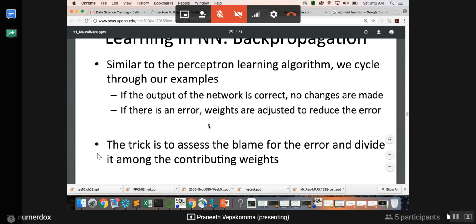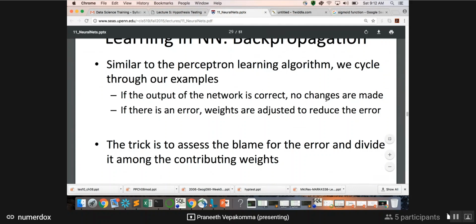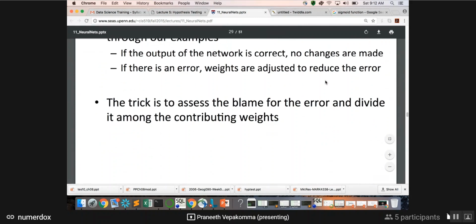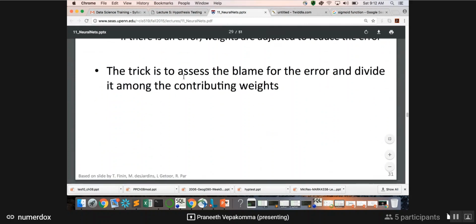If there's an error, all you can do is adjust the weights or change your architecture. So you look at your output based on some initial randomized weights, then you see the error, and based on the error you adjust your weights, so that your aim is to reduce the error. You do that again and again. It takes performance as feedback, and then it improves. This is the overall guiding strategy of the backpropagation algorithm. That's what he's saying again in English: the trick is to assess the blame for the error and divide it among the contributing weights.